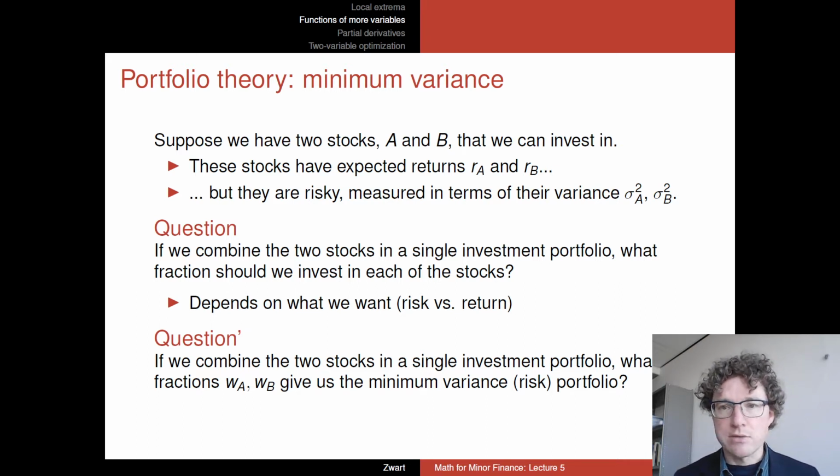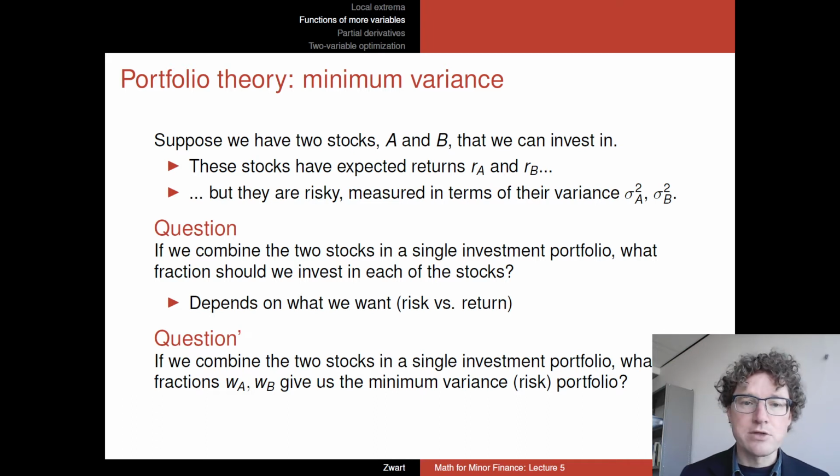measure that risk in terms of the variance of those returns, sigma A squared and sigma B squared. And the question now is, of course, if you can combine those two stocks in a single investment portfolio, what fraction of each of your investment should you put in each of these stocks? Now, obviously, the answer to that is going to depend on what you want, how you trade off risk basically versus return. So let's refine this question a little bit and just ask a perhaps simpler question.